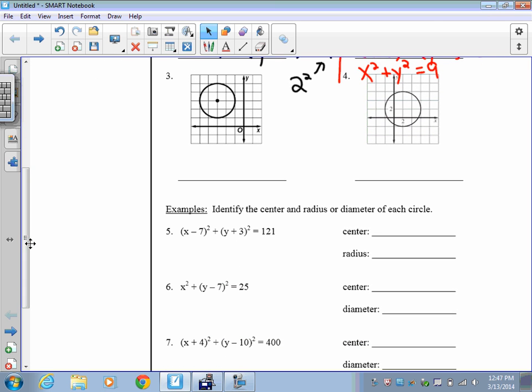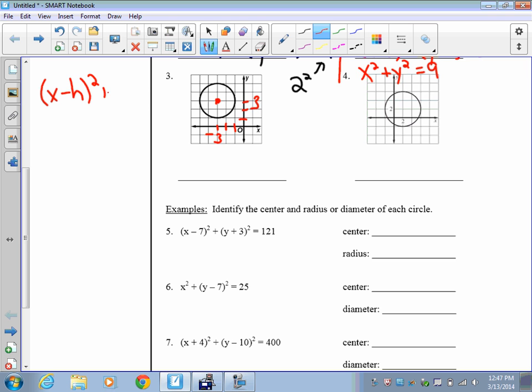For numbers 3 and 4, we're not given a point in terms of a coordinate. It's graphed for us, so we need to find out what it is. This point right here is going to be 1, 2, 3, so that's -3. 1, 2, 3, positive 3. We're going to use the equation again, and we should see that the radius, I'm going to do that in green, is equal to 2.